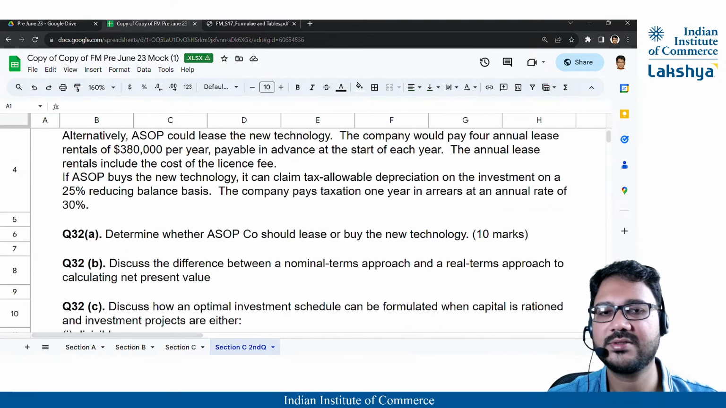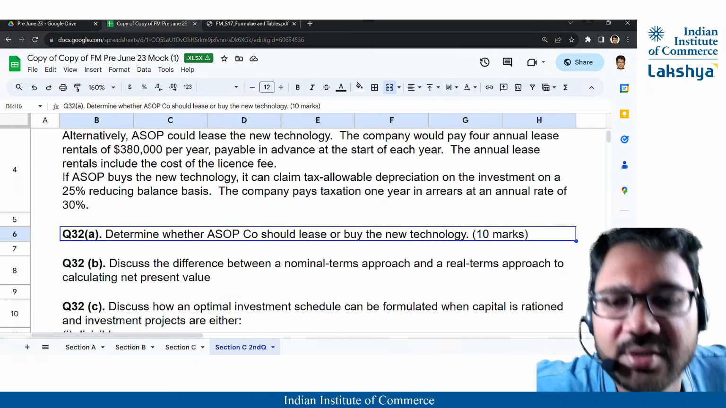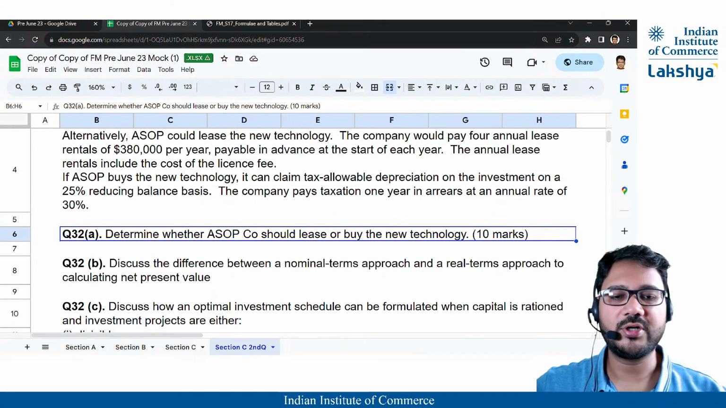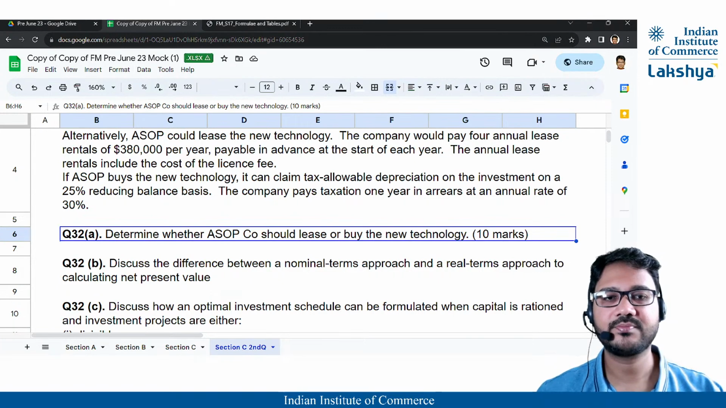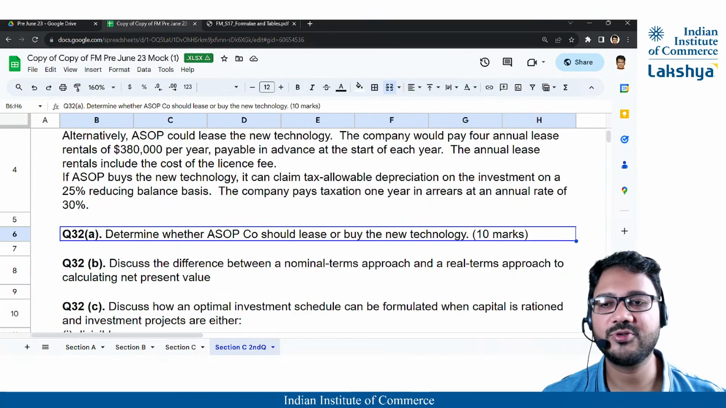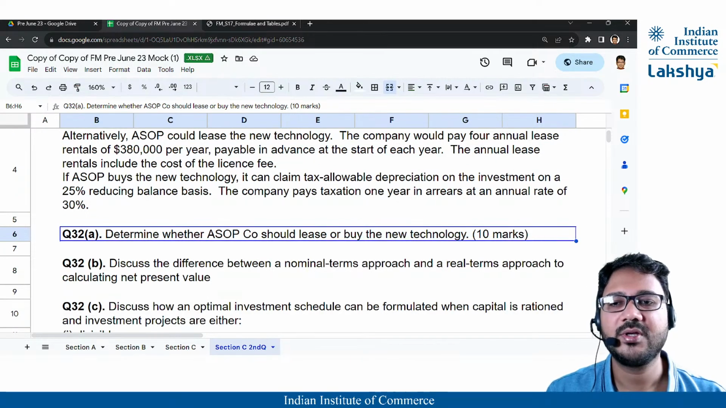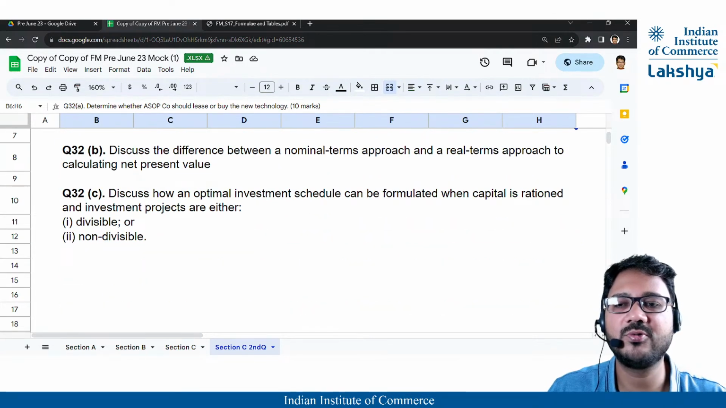Now, before we read, let's go through the requirements. Determine whether ESOP company should lease or buy the new technology. For 10 marks, discuss the difference between nominal term approach and real term approach for calculating the NPV, and discuss how an optimal investment schedule can be formulated when capital is rationed and investment projects are either divisible or non-divisible. So these two are theory, 5 marks each. This is the calculation part. So let's quickly do our calculation part.